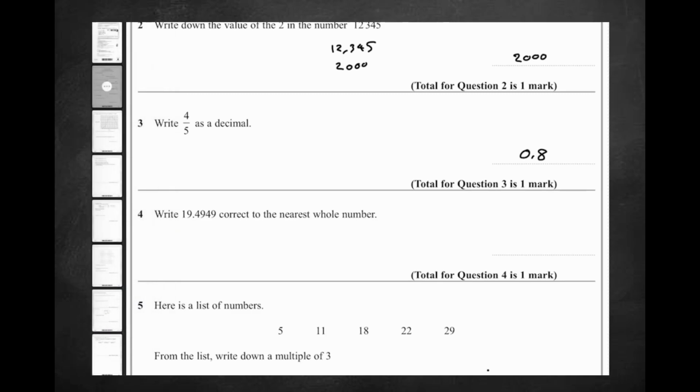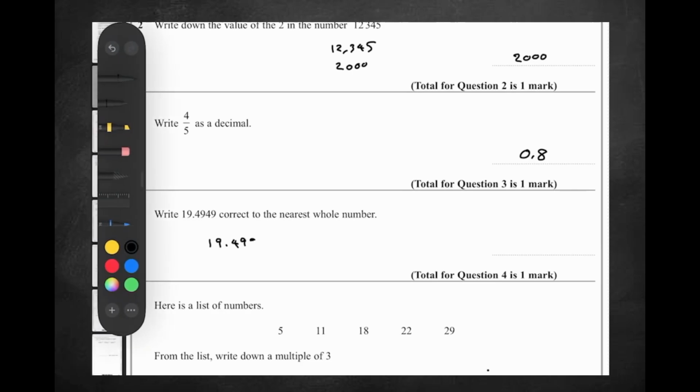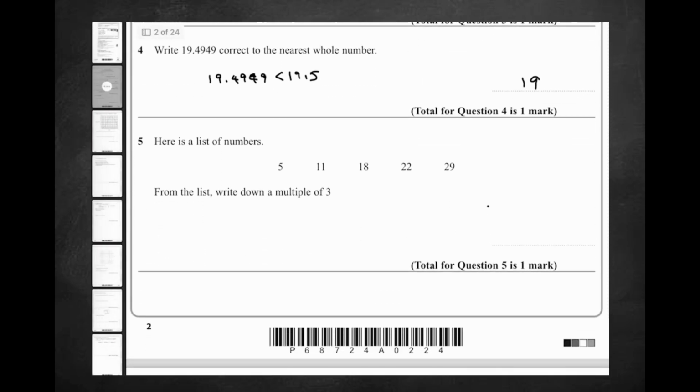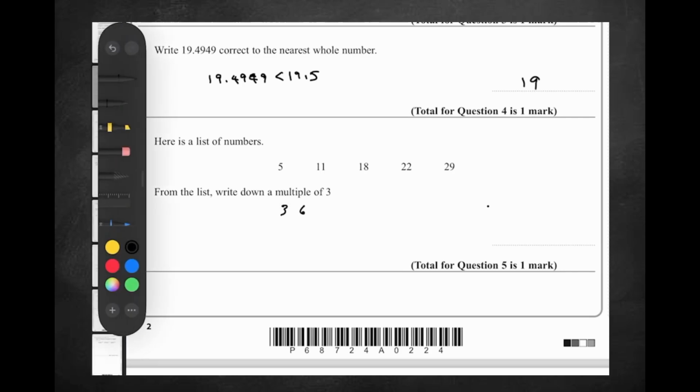Question number 4. Write 19.4949 correct to the nearest whole number. Well, 19.4949 is less than 19.5, so it does not round up to 20, so it rounds down to 19. Question number 5. Here is a list of numbers. From the list, write down a multiple of 3. So the multiples of 3 are 3, 6, 9, 12, 15, 18, 21, 24, 27, and as you can see, 18 is on both lists. So 18 is our answer.